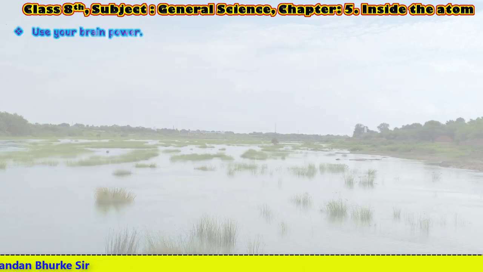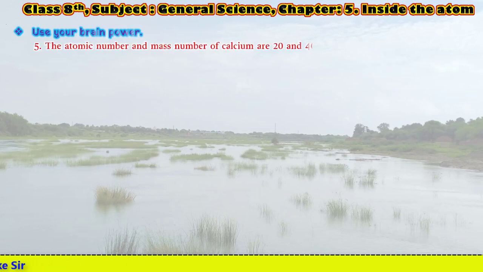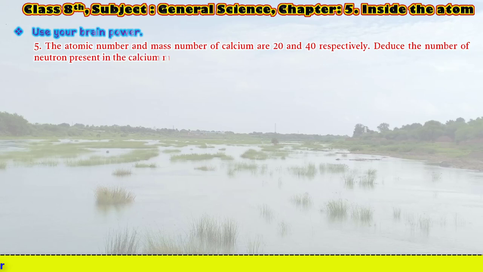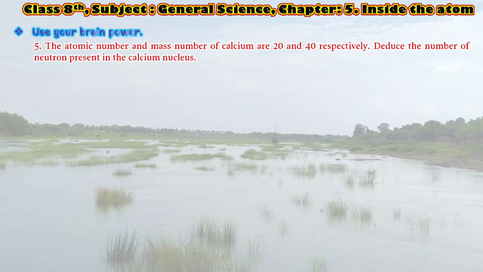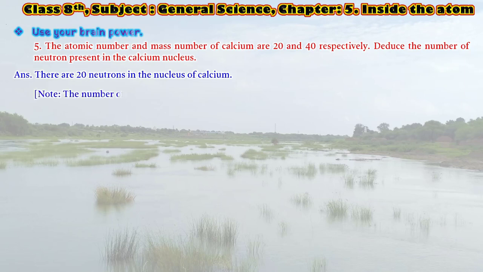Like this. Fifth question: the atomic number and mass number of calcium are 20 and 40 respectively. Deduce the number of neutrons present in the calcium nucleus. Answer: there are 20 neutrons in the nucleus of calcium. Note, the number of neutrons N equals A minus Z equals 40 minus 20, which is equal to 20.